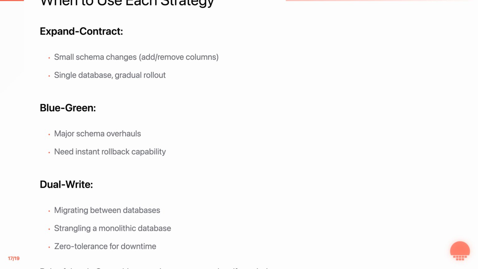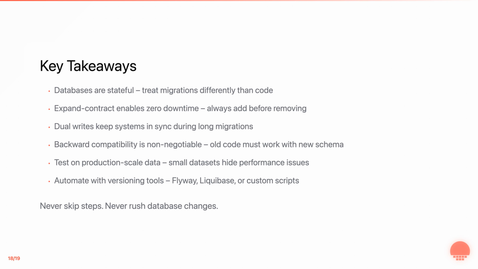Expand contract is your default. It's the simplest, lowest risk option for typical column changes. Blue-green is when you're doing something scary like completely restructuring your schema and you want that instant abort button. Dual write is the heavy artillery for moving data between systems or breaking apart a monolith. The mental model is simple. Start with expand contract. If you find yourself getting nervous about rollback complexity or you're touching multiple databases, escalate to the more sophisticated patterns. Let's wrap this up with what actually matters.